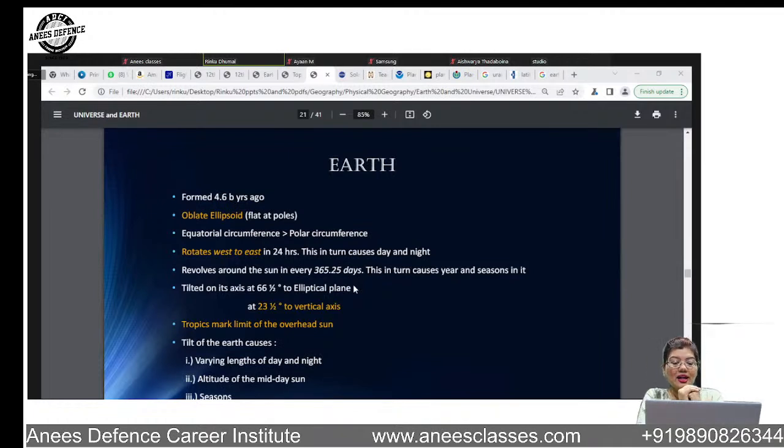Apart from that, there is another motion that the Earth has, and this is basically what causes day and night. Then there is another motion which is called revolution.